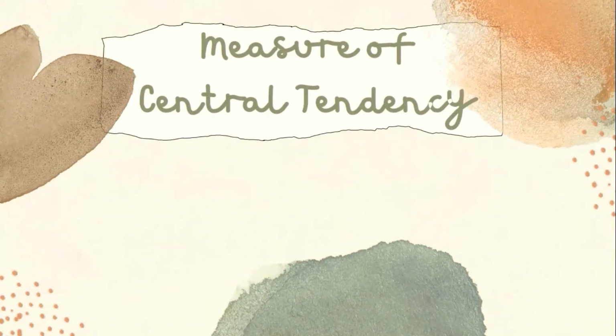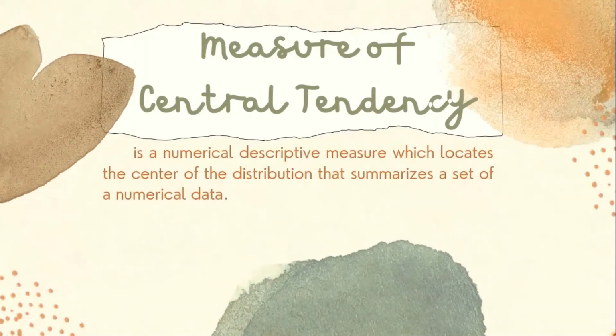In the analysis of data, we have what we call the summary measures, which are numbers that measure various properties of data. And there are two important types of summarizing the measures, one of which is known as the measure of central tendency. It is a numerical descriptive measure which locates the center of the distribution that summarizes a set of numerical data. Technically, the measures of central tendency are the scores or the values where all the other values in a distribution tend to cluster. Kaya central tendency, the center of the distribution.